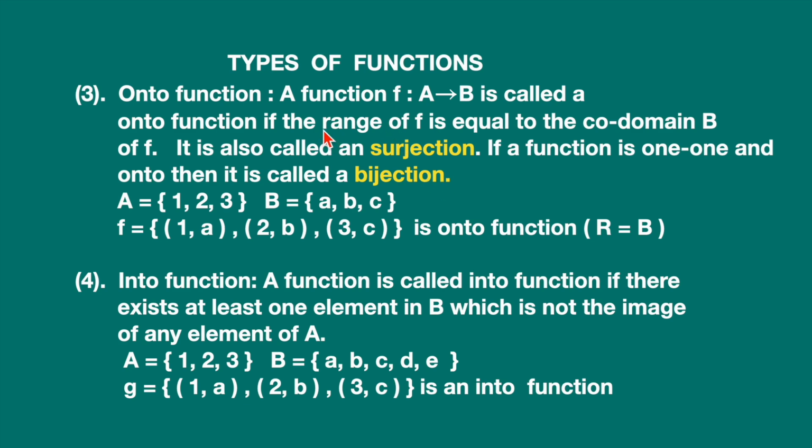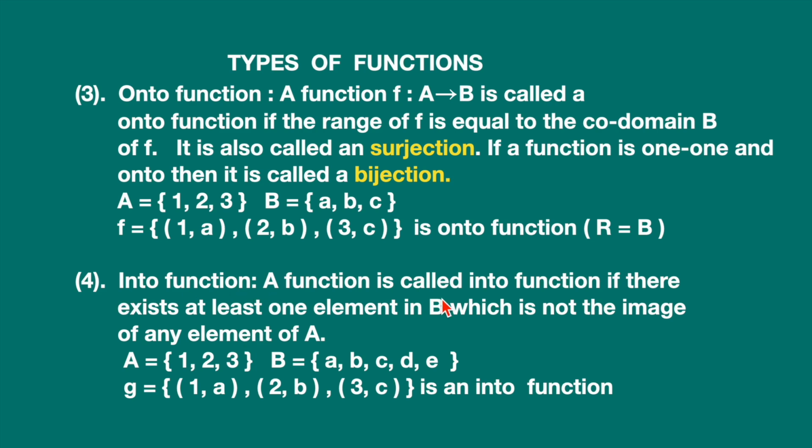For onto function, the condition is that the range should be equal to the codomain. Very simple. So here you can see that this is the domain, this is the codomain, and this is the function. I'm mapping 1 to a, 2 to b, 3 to c, like this. Then you can see that the range is a, b, c, which is the same as the codomain. So this is an onto function or a surjection.